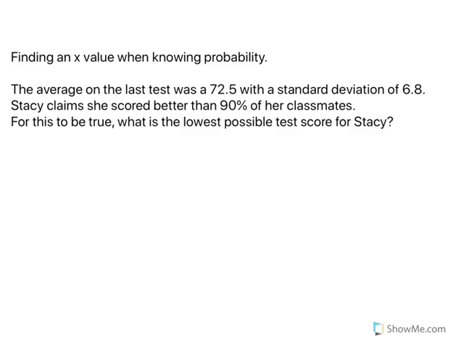In this video, we are going to use our knowledge of z-scores and probability to find an x value. So, the average on the last test was a 72.5 with a standard deviation of 6.8. So let's go ahead and put that into symbols. Mu is 72.5, sigma is 6.8. So we have a mean and we have a standard deviation.